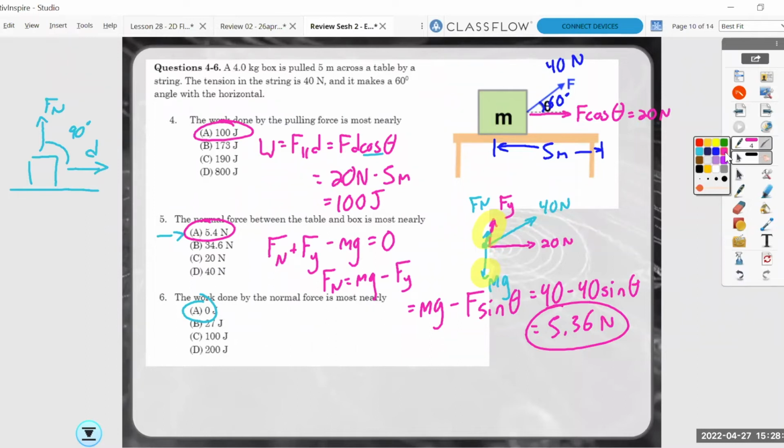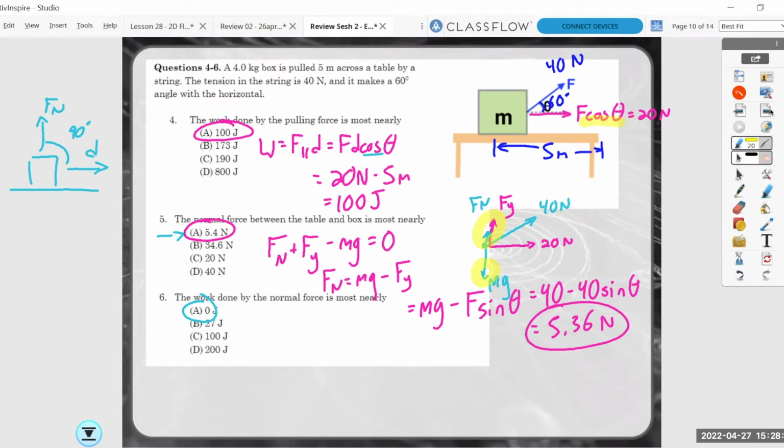No, the normal force just keeps the box from falling through the table. This force changes its energy. This force is going to speed it up. The normal force doesn't change its energy at all. It doesn't gain or lose gravitational potential energy. It doesn't go up or down. It just goes sideways. All right.